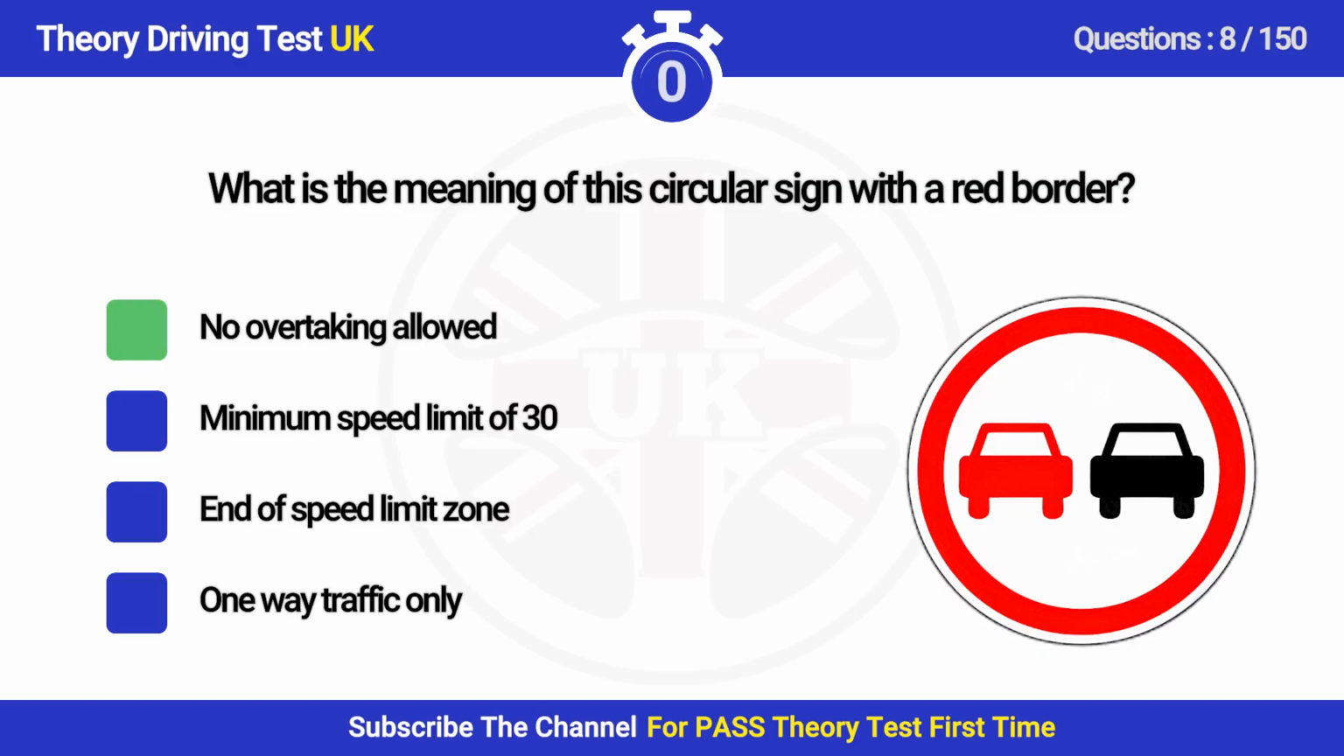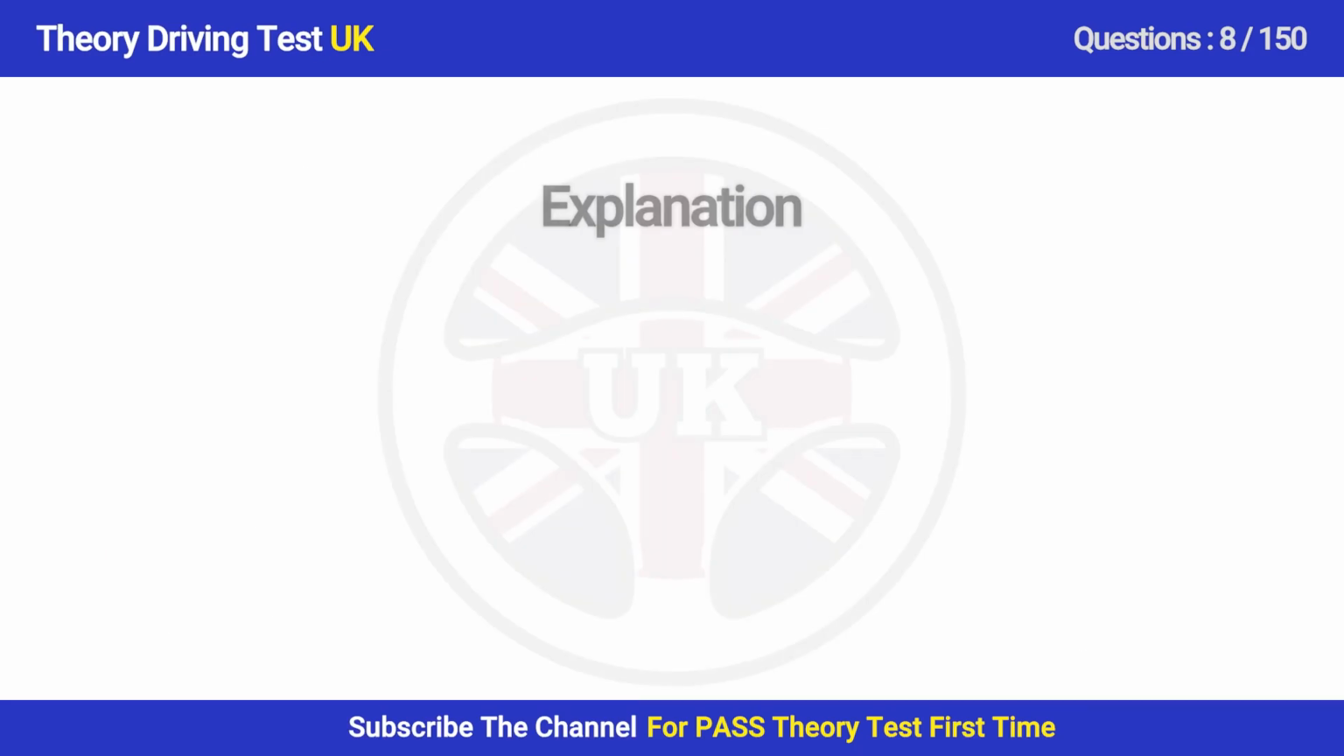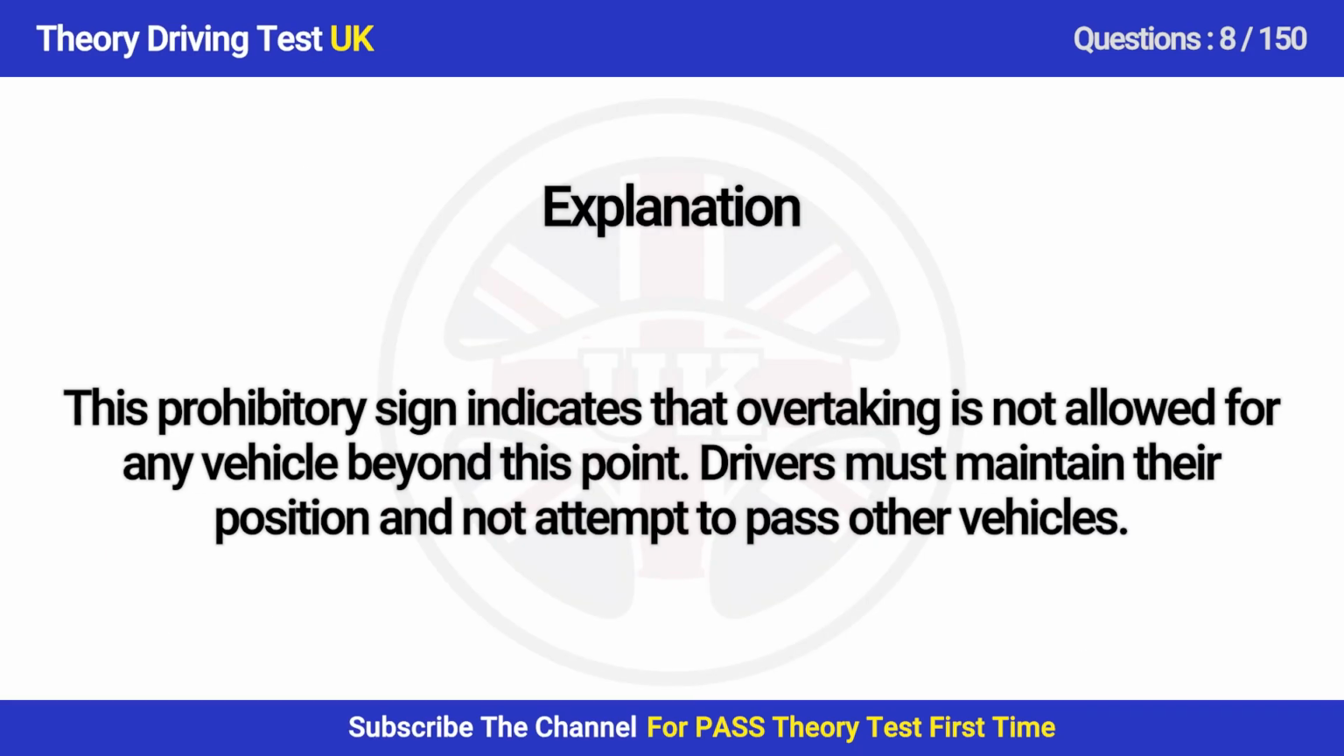Answer is A. No overtaking allowed. This prohibitory sign indicates that overtaking is not allowed for any vehicle beyond this point. Drivers must maintain their position and not attempt to pass other vehicles.